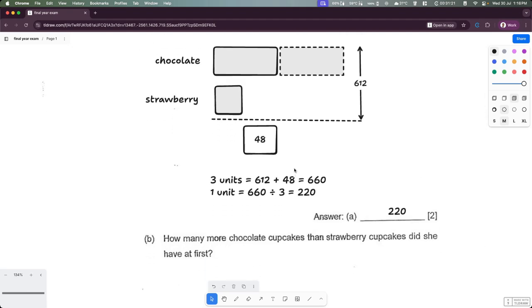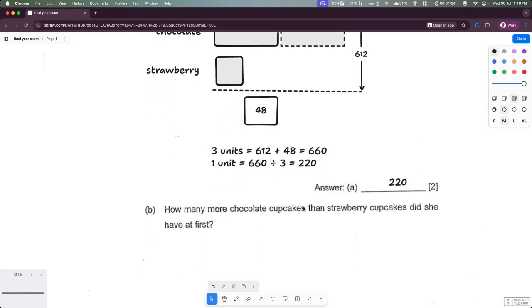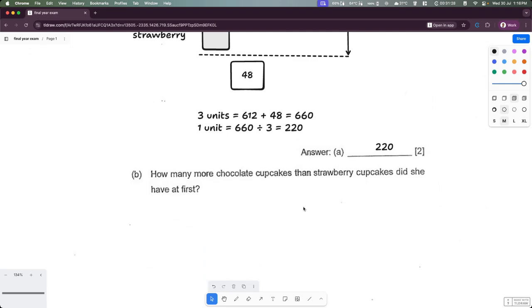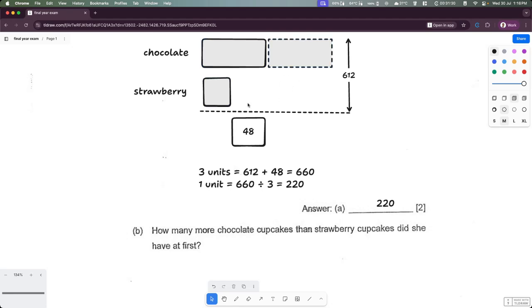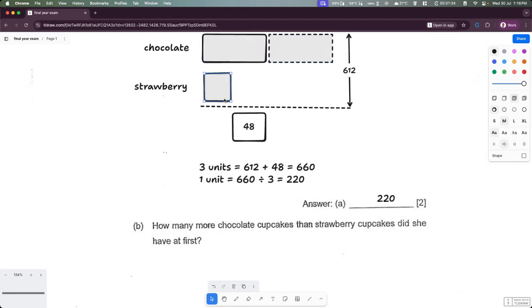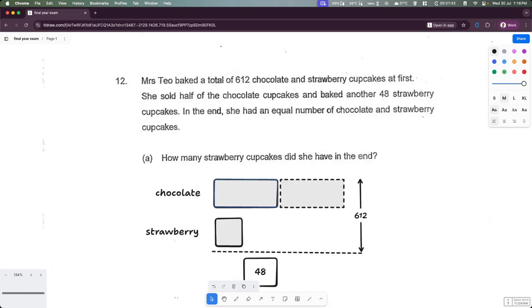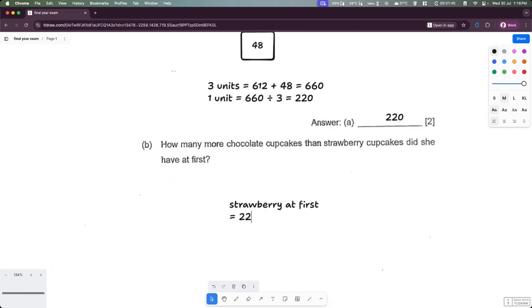Okay. All right. Let's move on to the next question. How many more chocolate cupcakes and strawberry cupcakes did she have at first? So you know that this is 2 units and this is part of a unit. So we know strawberry at first is equal to 220 minus 48. And what does this give us? This gives us 172, right?